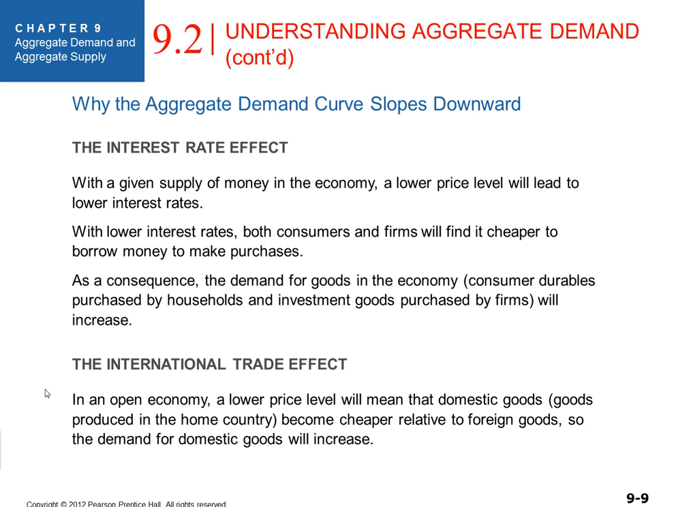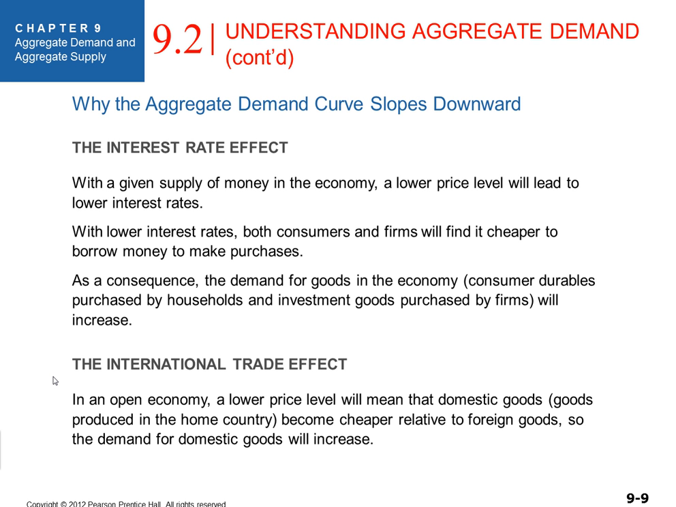And finally, the international trade effect. As the price level falls in the USA, for example, then our goods become relatively cheaper than other goods in other foreign countries, and so foreigners decide they demand more of our domestic goods, and that causes the demand for domestic goods to increase, which again explains why the aggregate demand curve slopes downward.